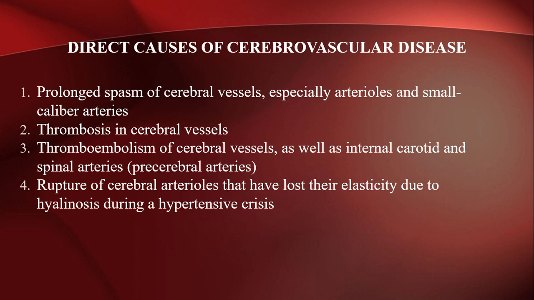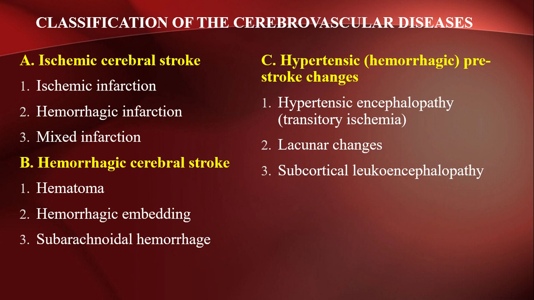The direct causes of cerebrovascular disease are prolonged spasm of cerebral vessels, especially arterioles and small caliber arteries; thrombosis in cerebral vessels; thromboembolism of cerebral vessels, as well as internal carotid and spinal arteries; and rupture of cerebral arterioles that have lost their elasticity due to hyalinosis during a hypertensive crisis. There are three groups of cerebrovascular disease: ischemic cerebral stroke, hemorrhagic cerebral stroke, and hypertensive pre-stroke change.